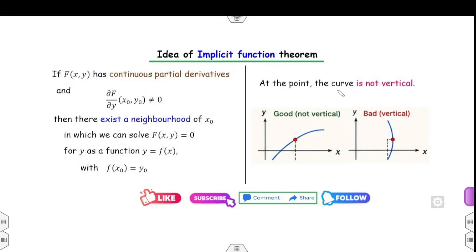Fine. And second, the curve is not vertical. Not vertical means its slope should not be infinity. If you look at these two graphs, clearly in the first graph the slope is not infinity. Fine, that means it is not vertical. Or is it vertical? Why? Because if you find the slope, clearly the slope is infinity. That is the y-axis there. Fine, so that means it is vertical.